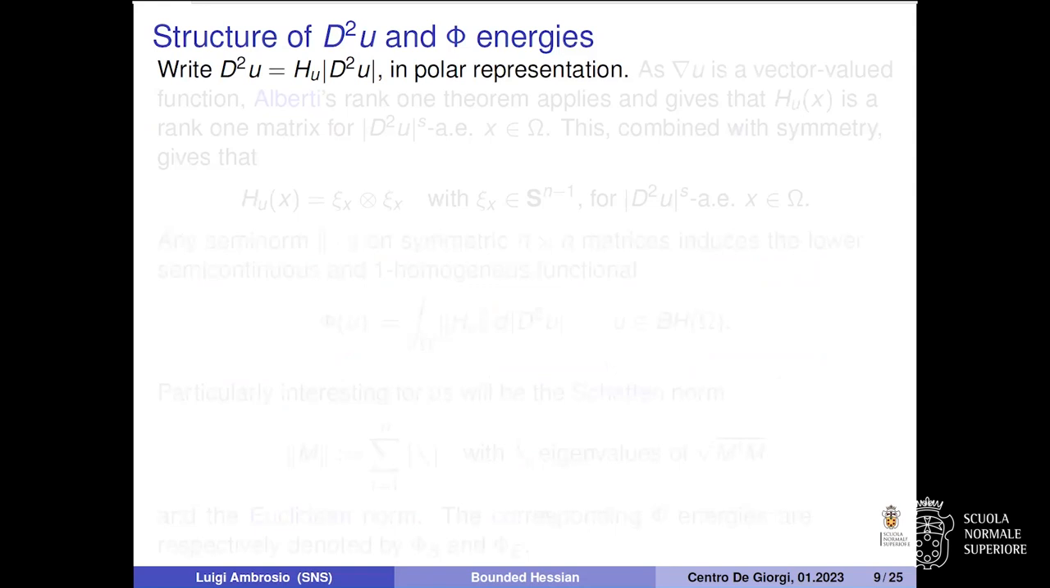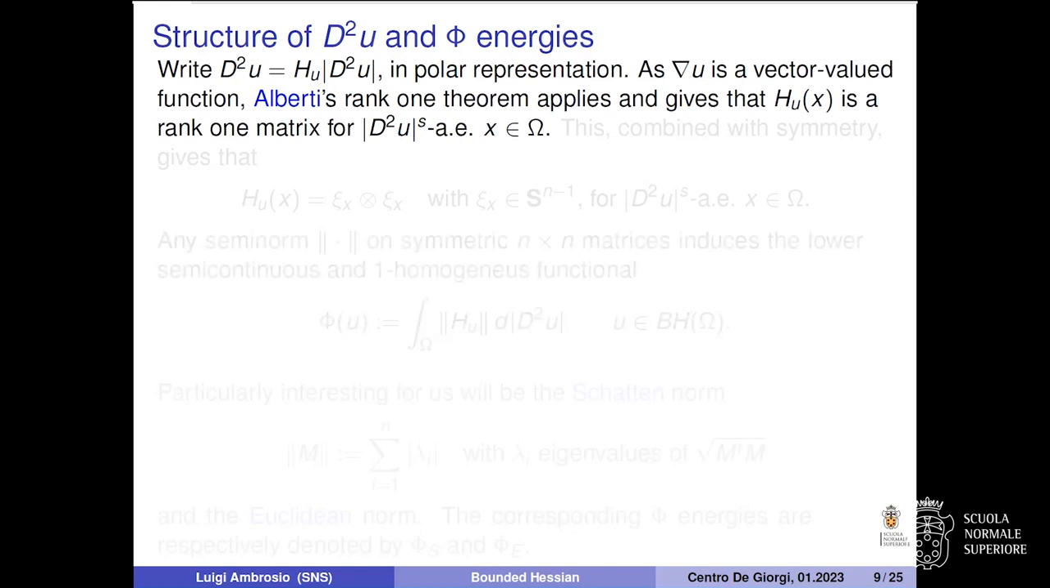Okay, so what will be very relevant for us is the structure of the second order derivative. You may think of it as a symmetric n by n matrix of measures. So the typical thing you can do is to write it as a scalar non-negative measure, the total variation, times an n by n matrix, which has to be symmetric because we started from a symmetric object.